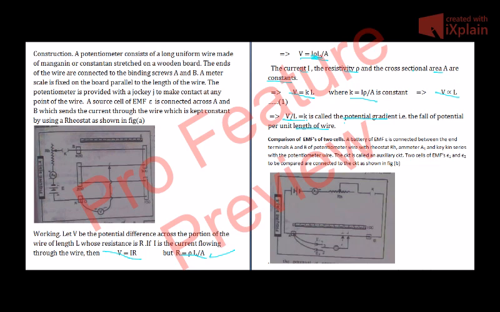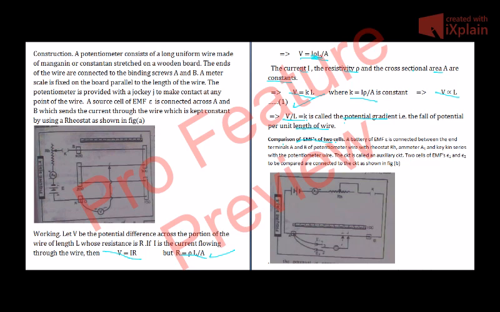Now how can we use this potentiometer to compare? So if this is the first relation where V is equal to KL, it means that we can calculate the potential difference between two points A and B of the wire, that is directly proportional to the length of the wire. So now the second application of this potentiometer is to compare the EMFs of two cells.